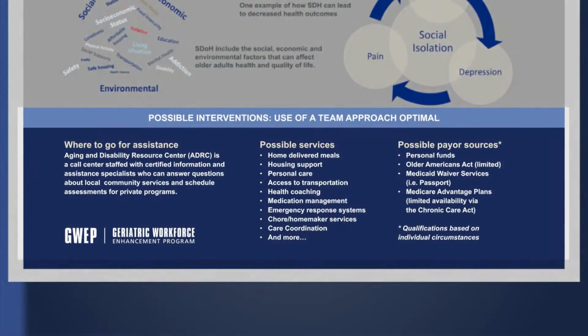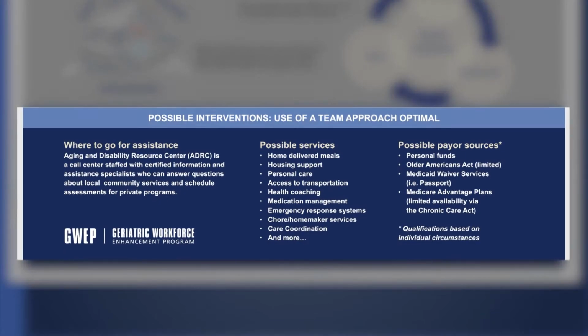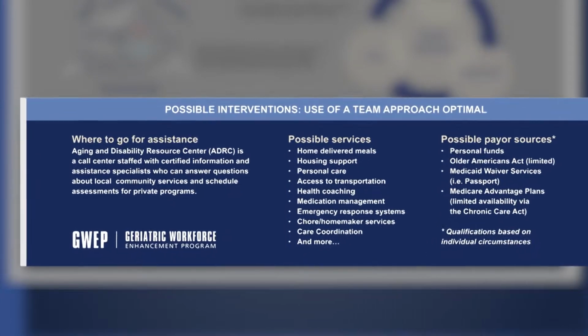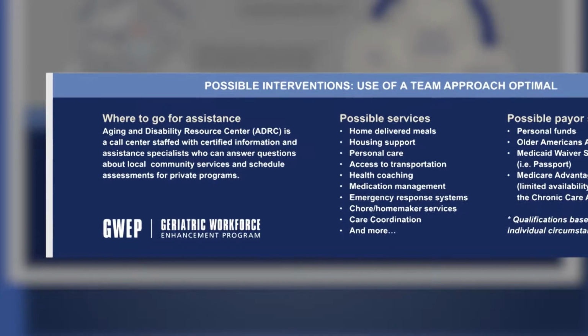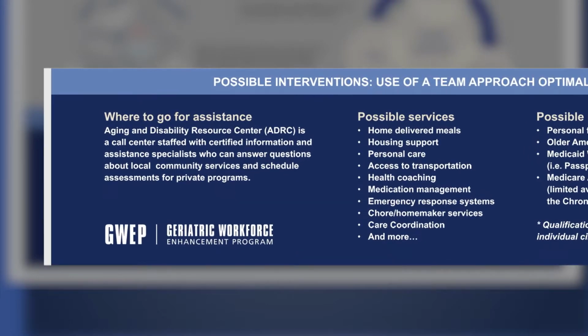So some of the things is, where can I go for assistance? Once those determinants have been identified, where can they turn? There's always a place called the ADRC, which is the Aging and Disabilities Resource Center. Area agencies on aging all have an ADRC within them, and there are AAAs located throughout the states, so you can always find those, and they can answer any questions that people have and hook you up with community resources.